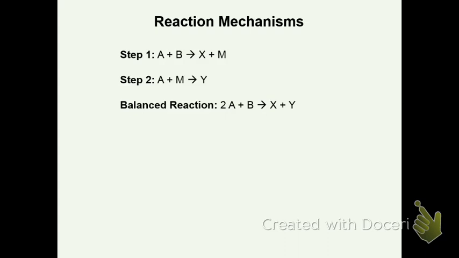So this illustrates an example of a simple reaction mechanism where we have reactants A and B reacting in the first step to form X and M, and then another equivalent of A reacts with M to form Y. So the overall balanced equation is just the sum of the two reactions: 2A plus B goes to X plus Y. In this mechanism, steps 1 and 2 are examples of elementary steps.